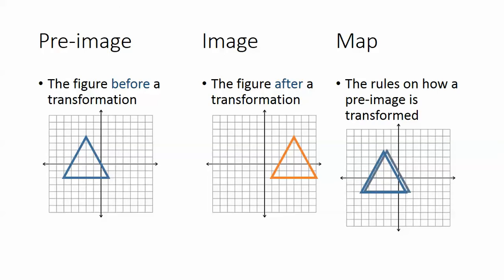In our preimage to image example, the triangle was translated right 6 spaces. We can also write that as x plus 6, comma, y plus 0, because it did not move up or down.